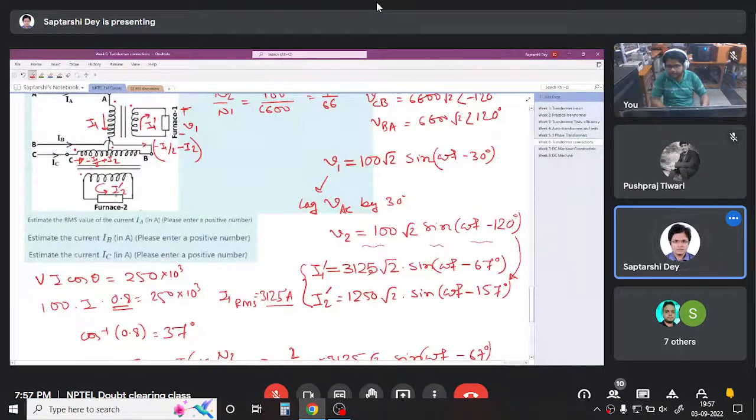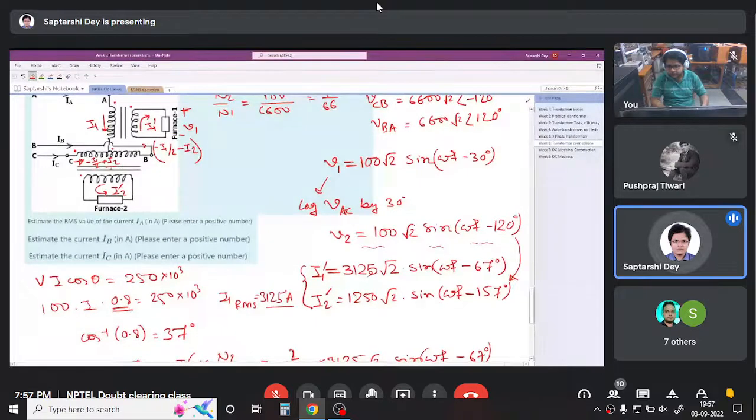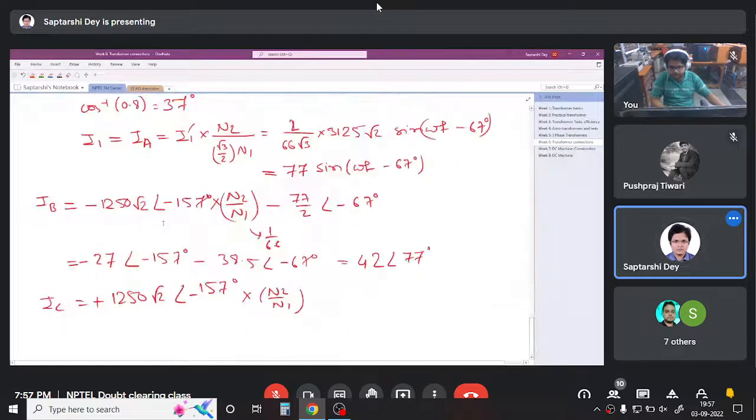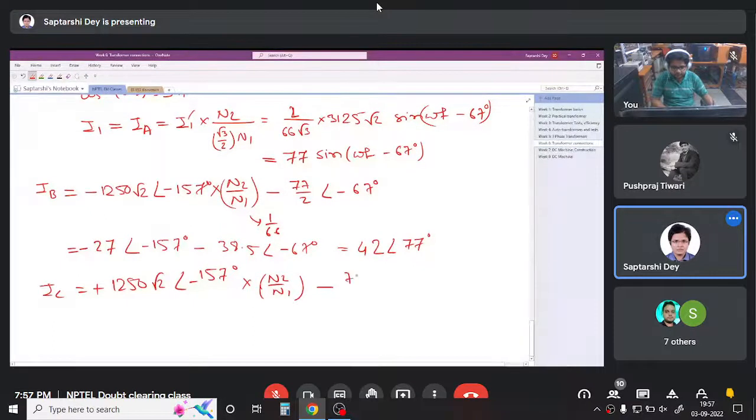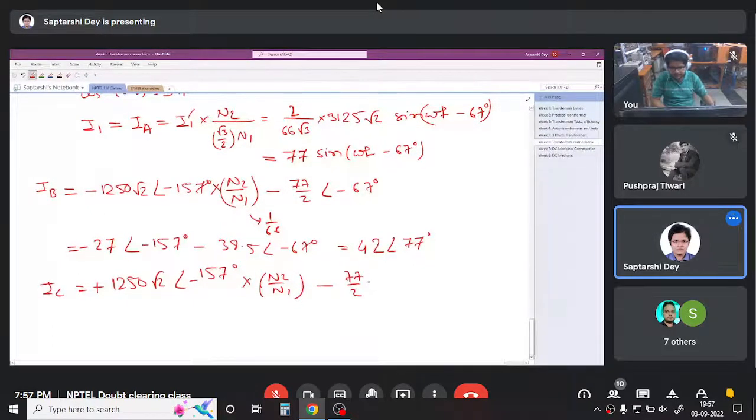See here. Plus I2 minus I1/2. Minus I1/2. Same thing. 77/2. And angle of minus 67 degree. Same thing. The other one just gets plus. Okay, I will see if I can. Okay, I will write it once again.